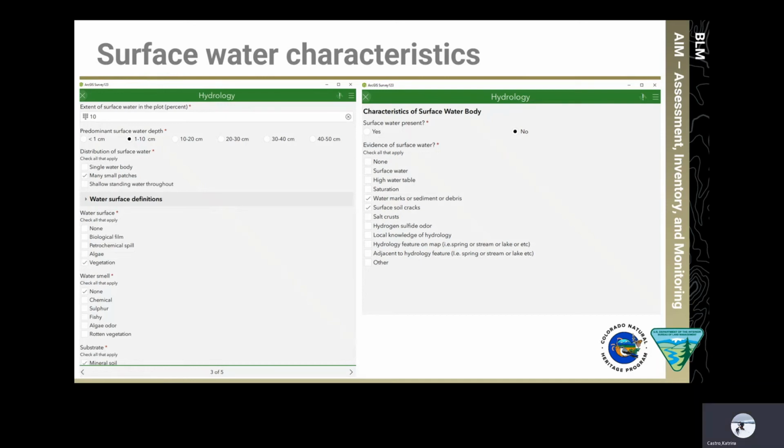Once you have determined water sources, record if surface water is or is not present within the monitoring plot. As you can see, you will need to fill out different information depending on what is observed on the plot.